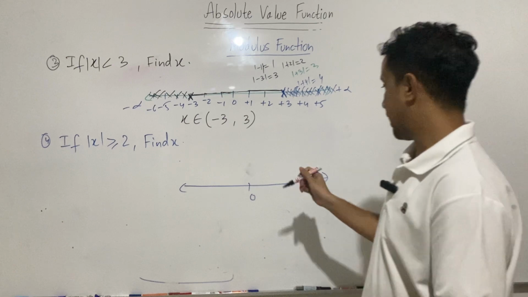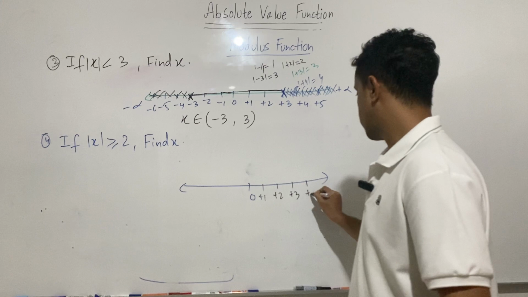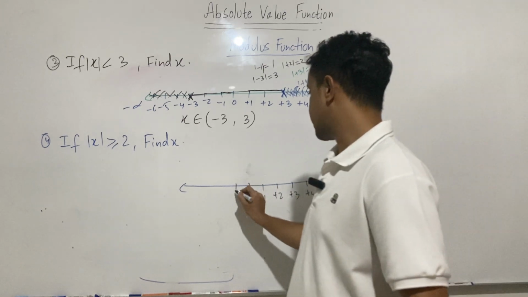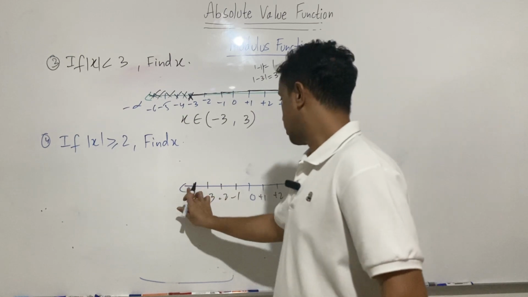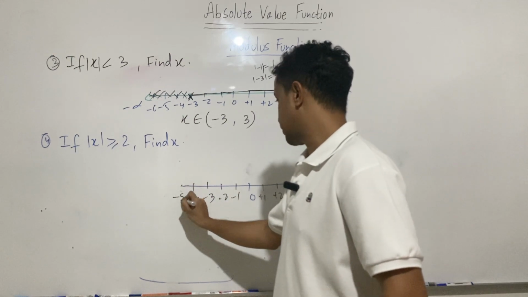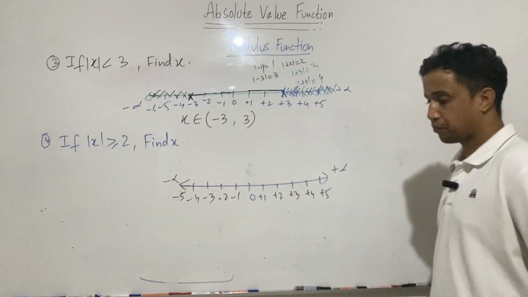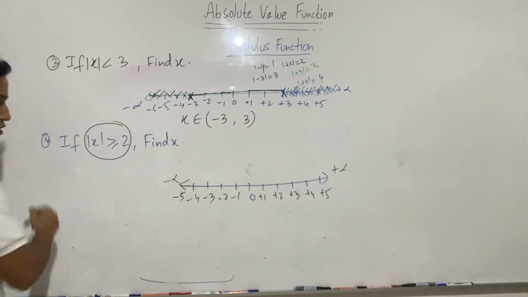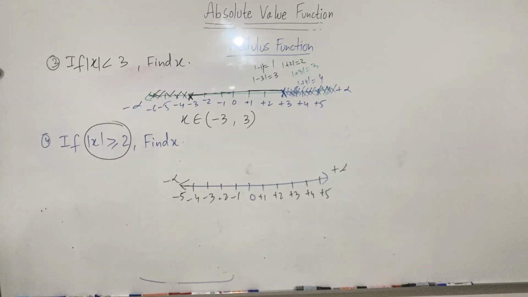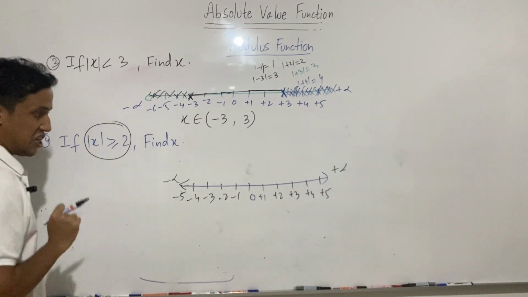I will use black ink for this. Plus 1, plus 2, plus 3, plus 4, plus 5. On this side, negatives: minus 3, minus 4, minus 5, minus infinity this side, positive infinity this side. Now see here, the question says if modulus function of x is greater than or equal to 2.